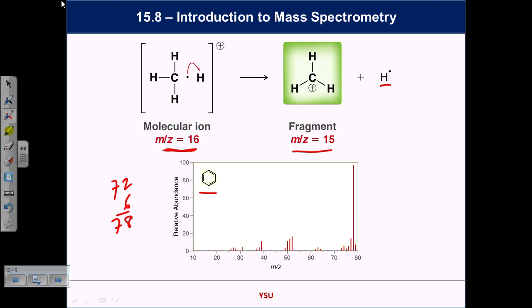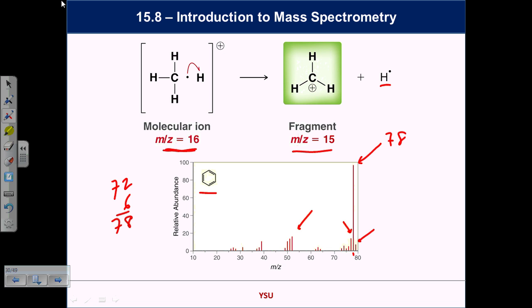Now, in this example, look at that. The base signal happens to be right there, and it happens to be at 78. That's benzene, having lost an electron. Now, what do you think the one above it is? There's not much of it, but what do you think that might involve? Maybe some C13. A lot more to talk about there. What do you think you've lost to get to 77? Hydrogen.